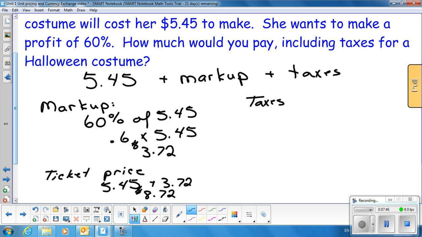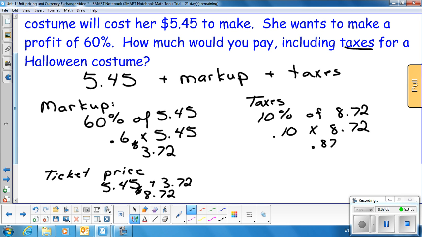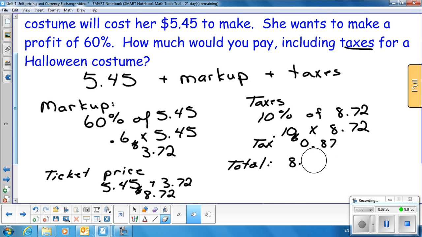So taxes will be, assuming that there is both GST and PST on there, we're going to pay 10% of $8.72. So this is decimal 0.10 times 8.72 for total taxes being 87 cents. The price then that you would pay is that ticket price of $8.72 plus the 87 cents taxes. So the total would be $9.59.